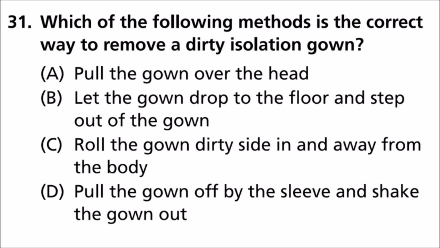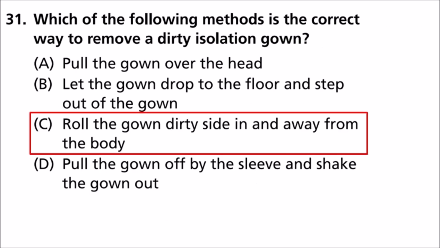31. Which of the following methods is the correct way to remove a dirty isolation gown? A. Pull the gown over the head, B. Let the gown drop to the floor and step out of the gown, C. Roll the gown dirty side in and away from the body, D. Pull the gown off by the sleeve and shake the gown out. The correct answer is C. Roll the gown dirty side in and away from the body.